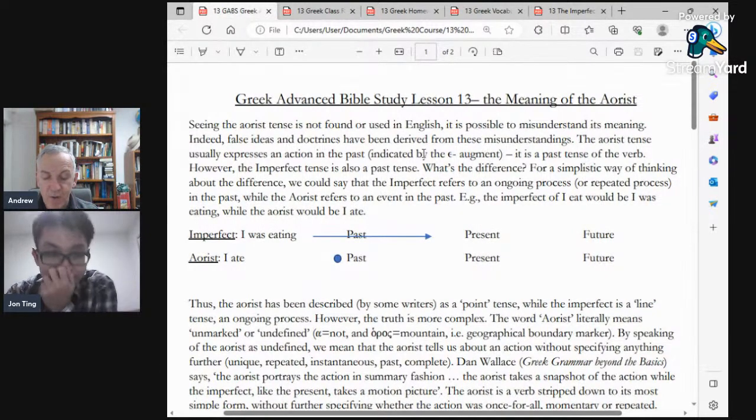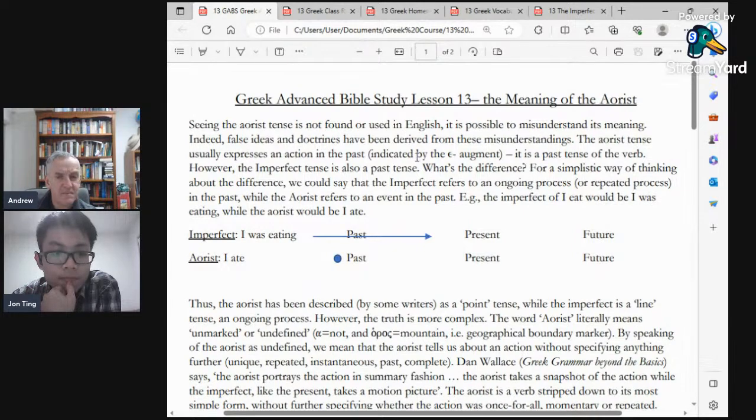And this is very important for Bible study because people have made all sorts of doctrinal arguments based on the fact that something is an aorist as opposed to an imperfect. And we're going to see in this study that often these arguments they have made are doctrinally and grammatically false, because they think of the aorist as being sort of a dot tense. Okay, so I'll get you to read the first paragraph here, John, and then I'll read the second after you.